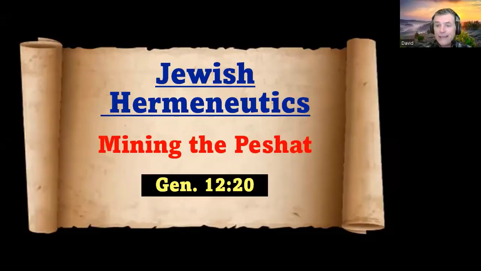This will be our final class of the Pesuk analysis series, also mining the Peshat. Let's turn to our lesson placard. Today we're going to be finishing up the very last Pesuk, the last verse of Perek 12, the Perek Aleph Bet, the book of Genesis.